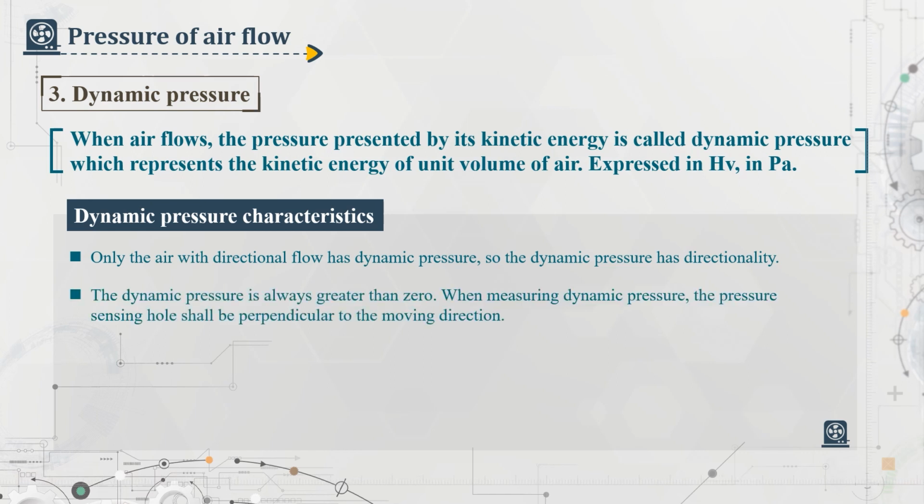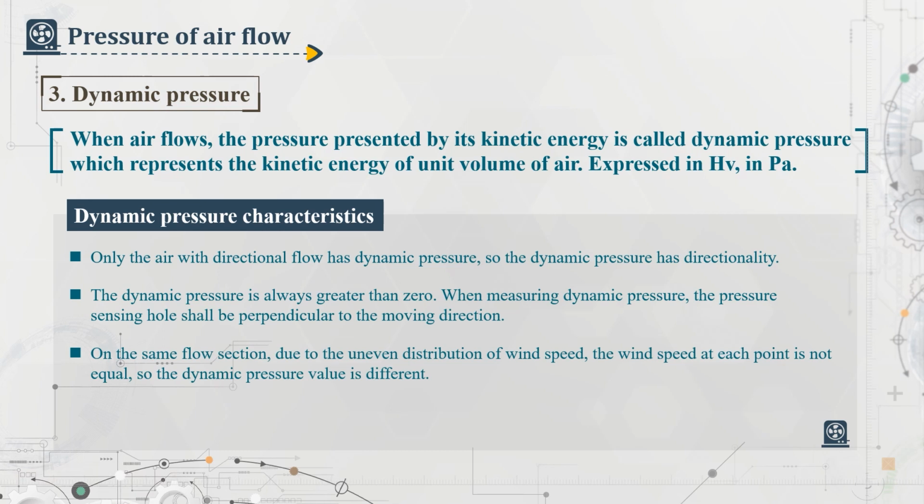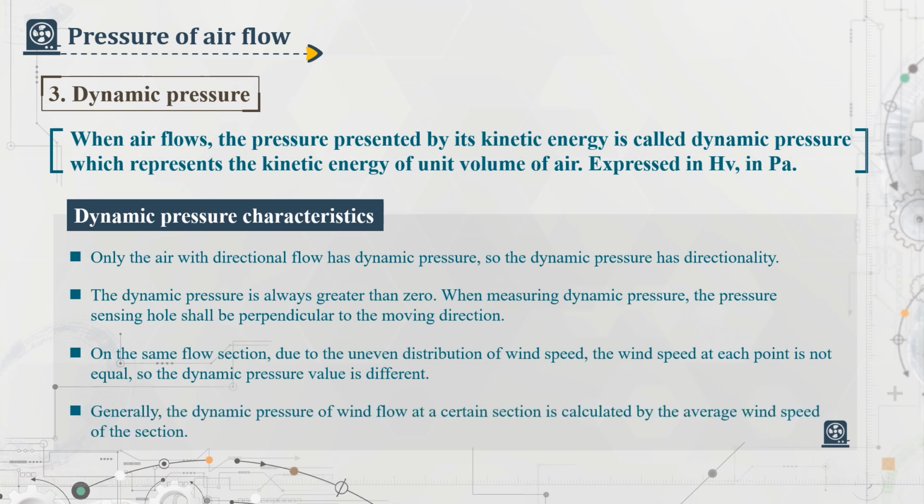2. The dynamic pressure is always greater than 0. When measuring dynamic pressure, the pressure sensing hole shall be perpendicular to the moving direction. 3. On the same flow section, due to the uneven distribution of wind speed, the wind speed at each point is not equal, so the dynamic pressure value is different.